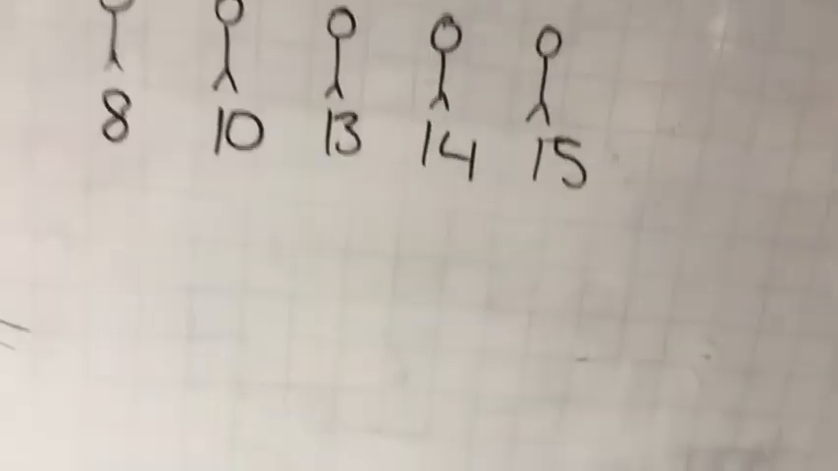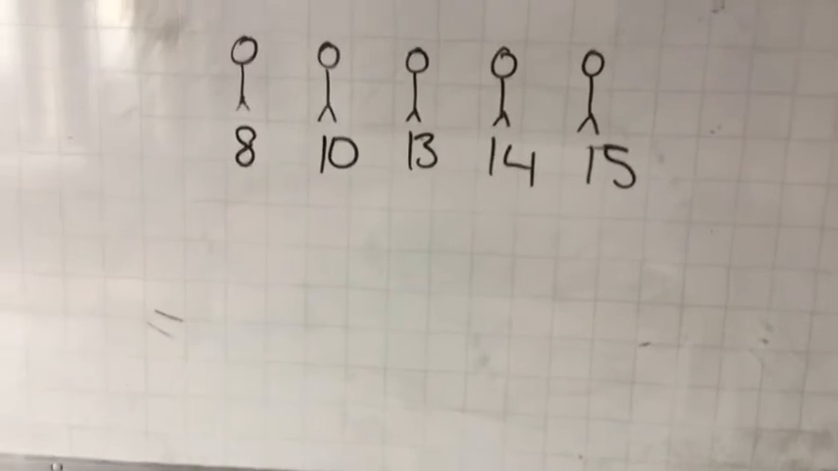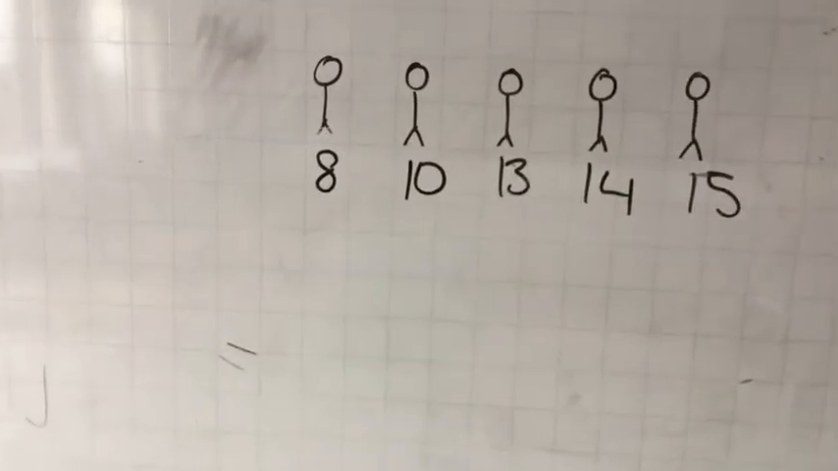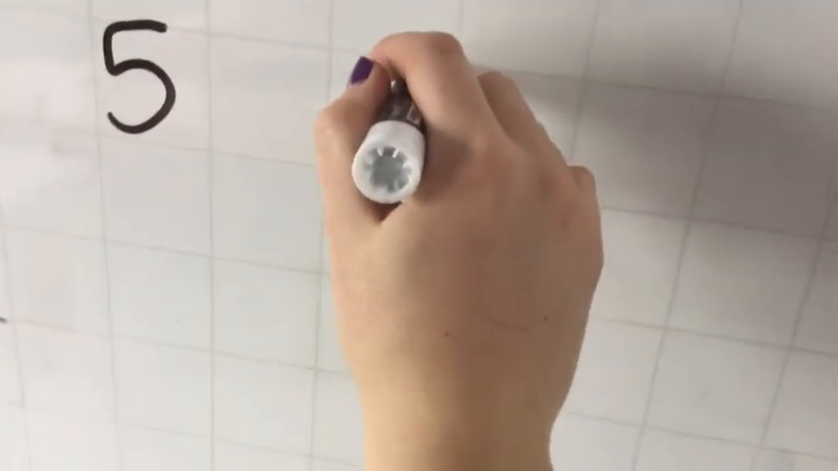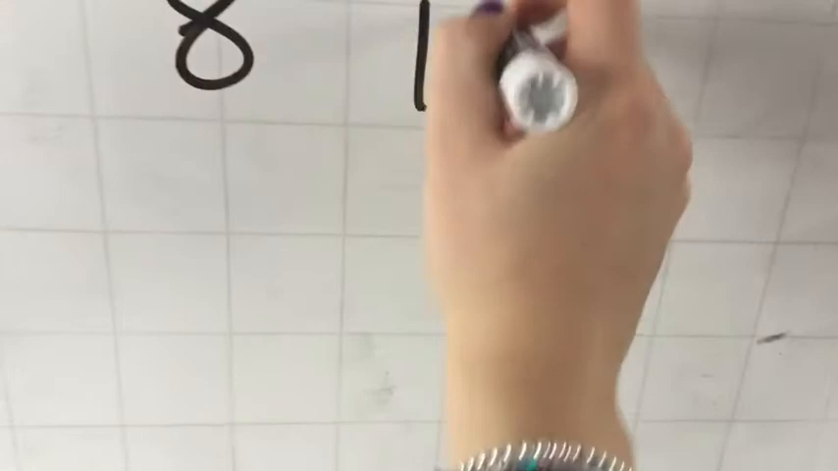What about this possibility? Right, I'm going to make this girl 8. Then we've got 10, 13, 14, 15. What about that possibility? Again, pause and have a go. Okay, and then I'm going to put another one straight underneath for you. 5, 7, 8, 10, 30.